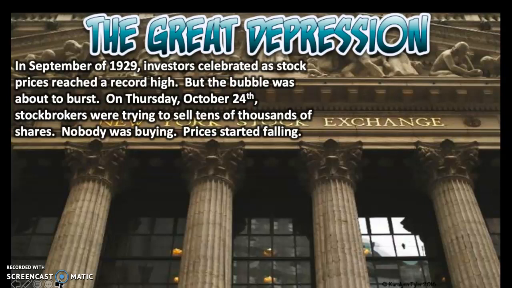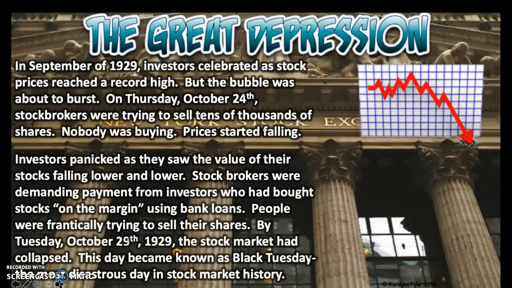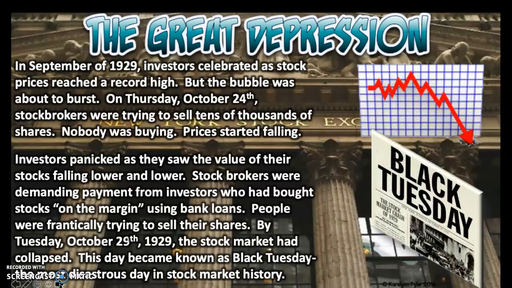On Thursday, October 24th, stockbrokers were trying to sell tens of thousands of shares, but nobody was buying, and prices were starting to fall. Investors panicked as they saw the value of their stocks falling lower and lower. Stockbrokers were demanding payment from investors who had bought stocks on the margin, meaning that they wanted cash. They didn't just want a promise of a payback. And so people started to frantically try to sell their shares. By Tuesday, October 29th, 1929, the stock market had collapsed, and this day becomes known as Black Tuesday, the most disastrous day in stock market history.